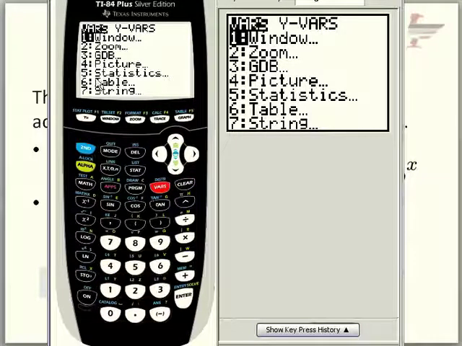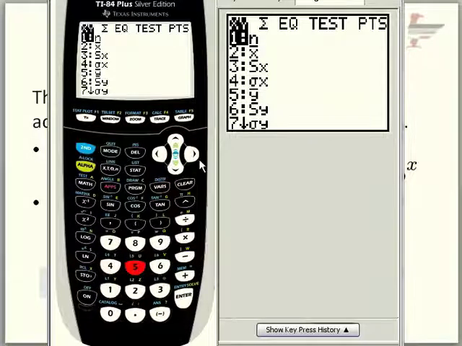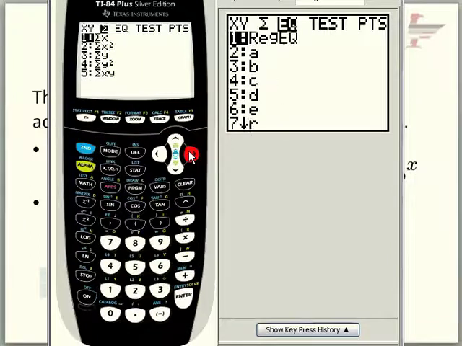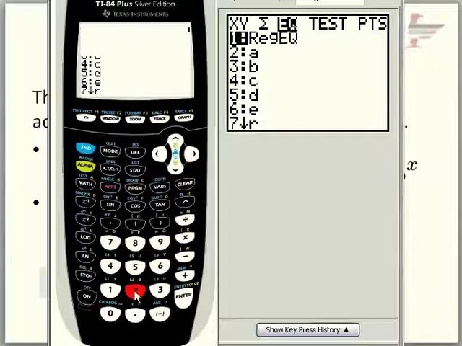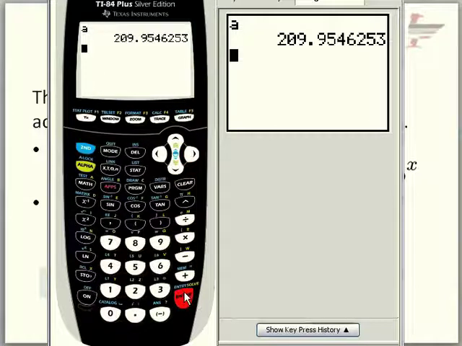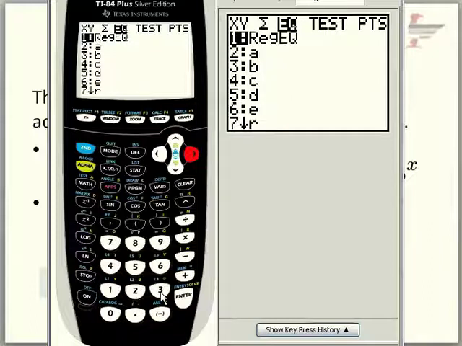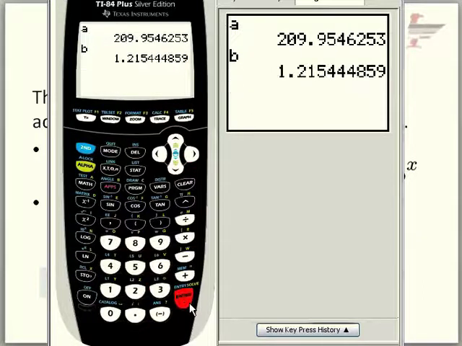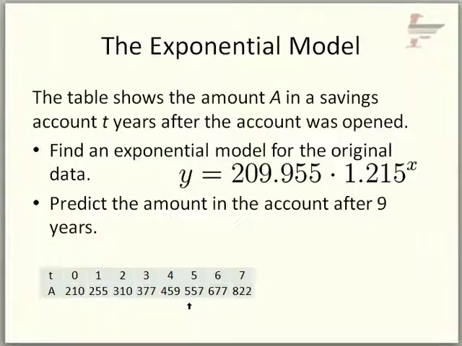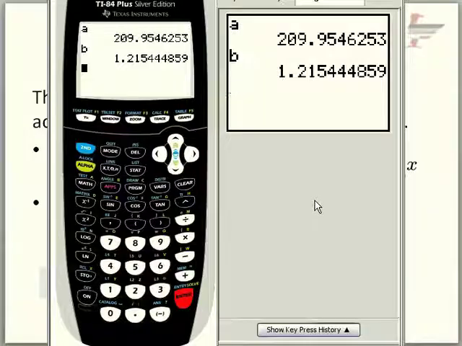So click on the button, and we want choice number 5, which says Statistics variables. The third tab from the left says EQ. It stands for equations. Choice number 2 says A. Tap choice 2 and take a look at A. Your calculator has stored the value for you. It's done the same thing with B. There's A and B. And so like I said, we want to find A times B to the 9th power, right? 209.955 times 1.215 to the 9th.